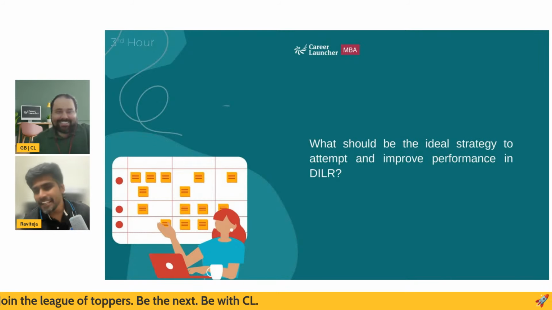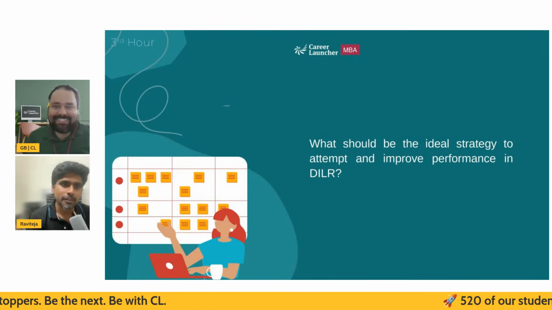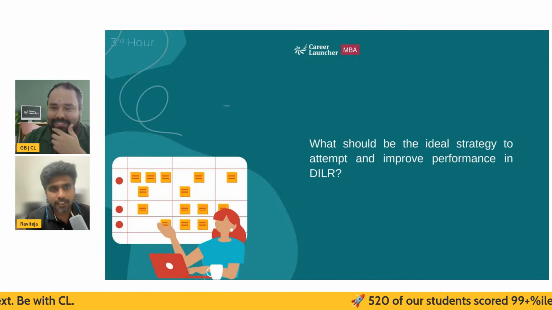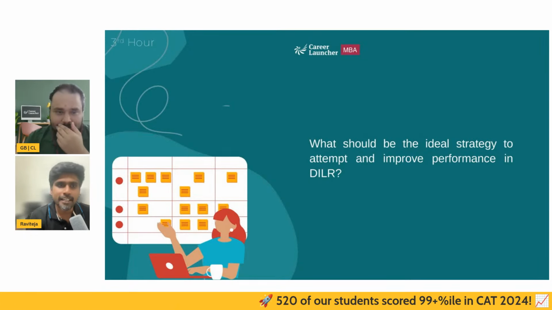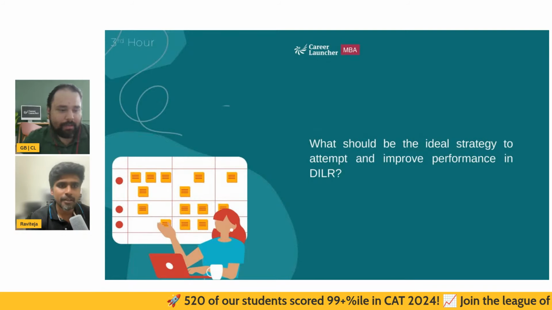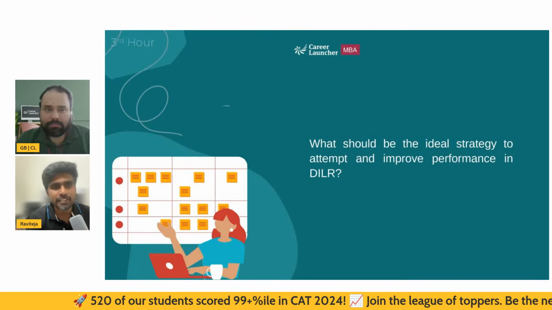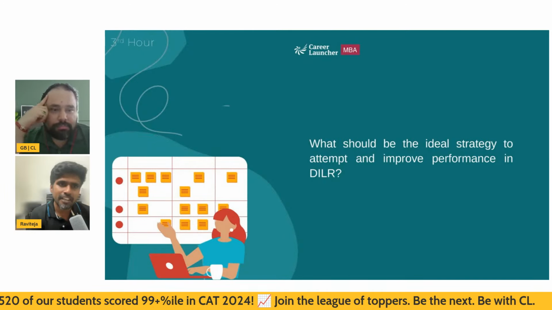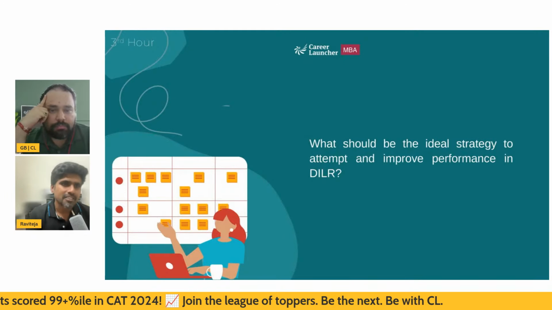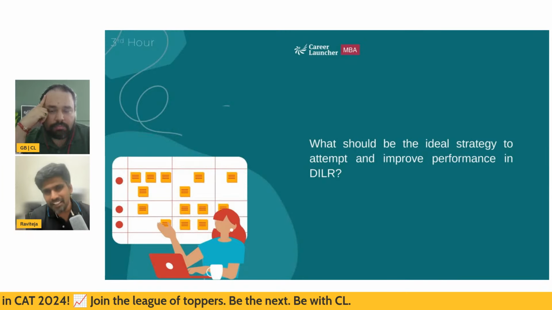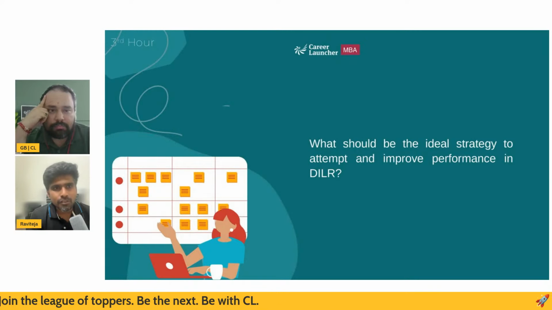See, ideal strategy kuch nahi hota. I mean, the way in which GB sir will attempt DILR will be slightly different from the way in which I will do it. Will be slightly different from the way Shivku sir does it, or Jiju sir does it, or GP sir does it. So each of us will have a different comfort zone of working.